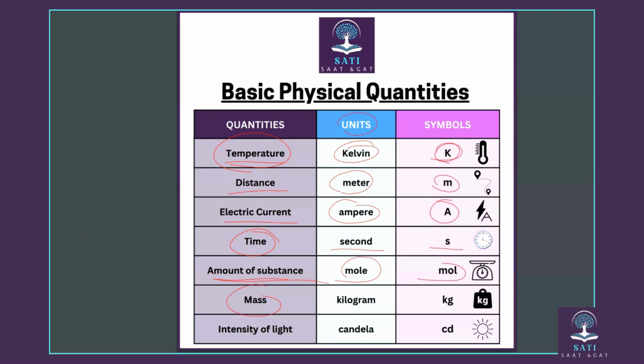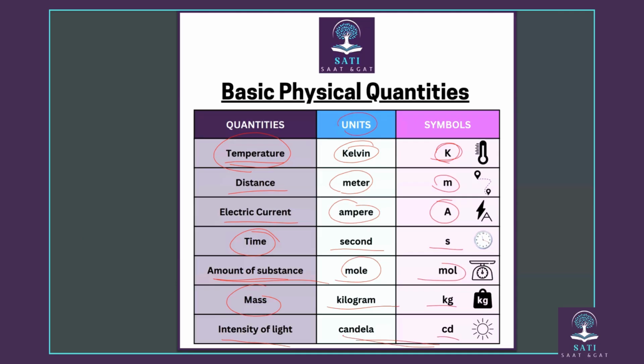For mass, what is your mass? You say 50, 60, 70, 60 what? Kilograms. So you use the unit kilograms to express the quantity of mass, and this one is kg. Last one is intensity of light, or you call it luminous intensity. And its unit is candela, written as cd.